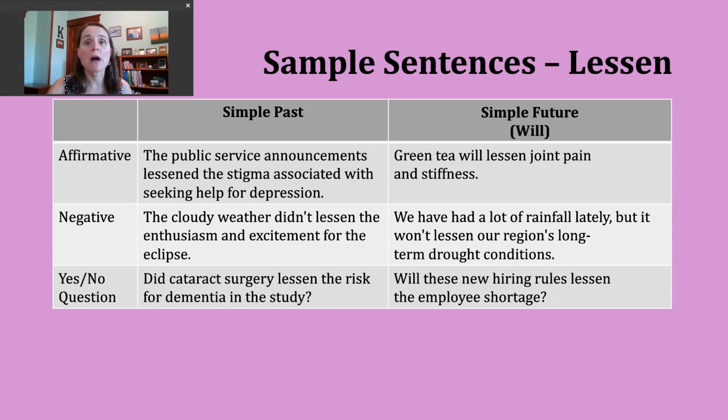So here we're talking about a research study, maybe a clinical trial of some kind, where doctors, medical researchers are looking at what things, or in this case, what kind of procedure. This would be like surgery on one's eyes. We want to know, did it reduce the risk for dementia?